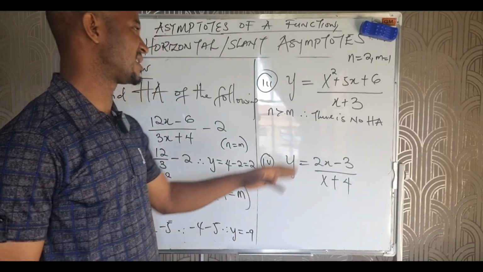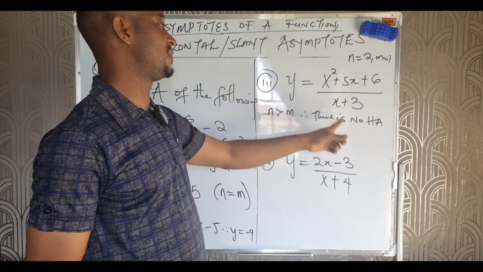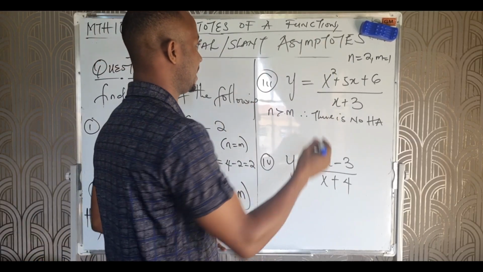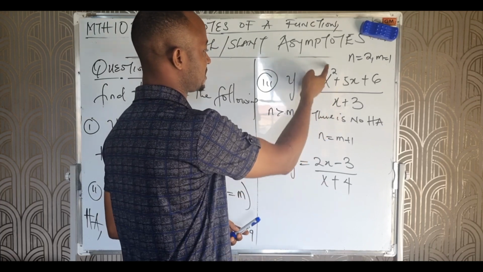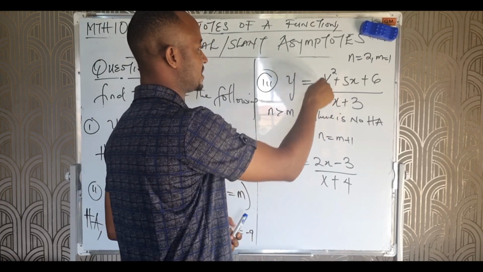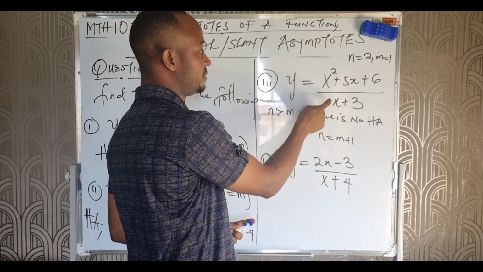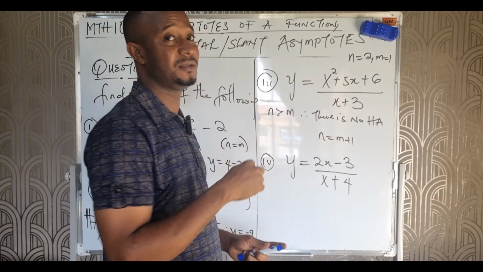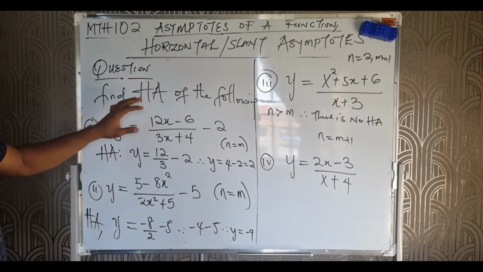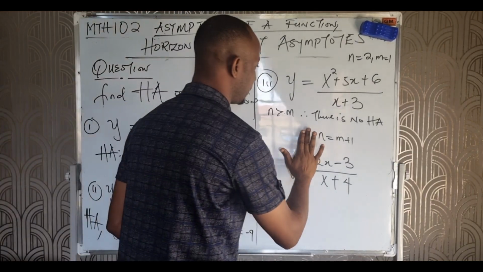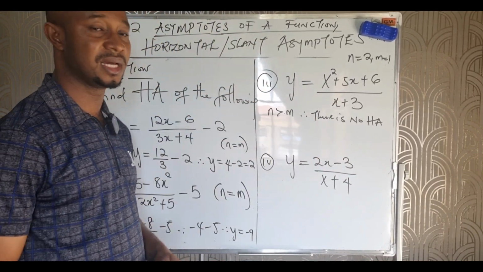But we have a slant asymptote because the degree of the numerator is greater than that of the denominator by 1. Meaning n is equal to m plus 1. The difference between this and this is 1. So since the degree of the numerator exceeds that of the denominator by 1, it means I can find a slant asymptote. But for now, since the question says find HA of the following, I will just stop at this for now. In my next example, I will bring this back to solve for slant asymptotes.